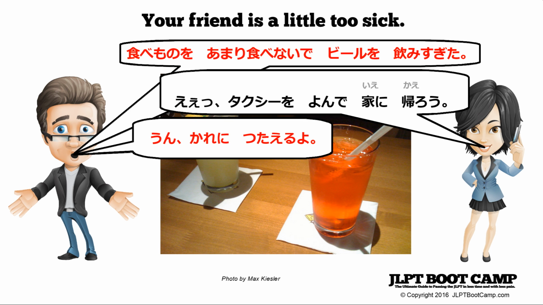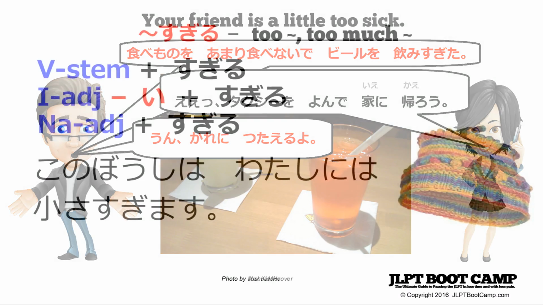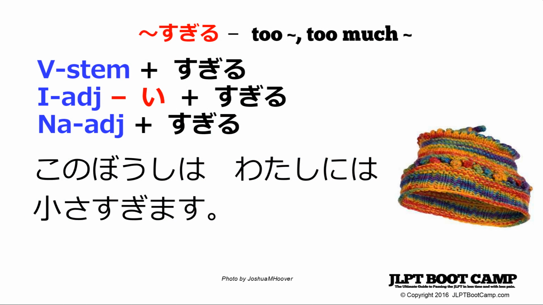And so in that first sentence, you used sugiru, and that can mean too or too much of something. And again, we're using the verb stem here, or an i adjective minus the i, or a na adjective just by itself. And so here's another example.